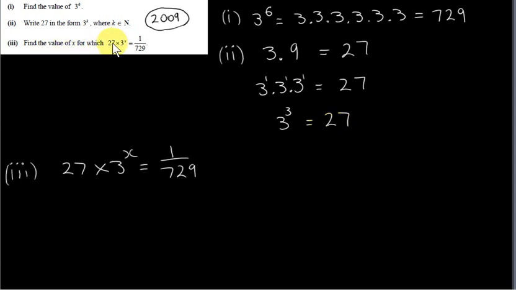Find the value of x for which 27 multiplied by 3 to the power of x equals 1 over 729. Now we know that 27 can be written as a power of 3. Is it possible that 729 can be written as a power of 3? If it can, we can write everything as a power of 3.